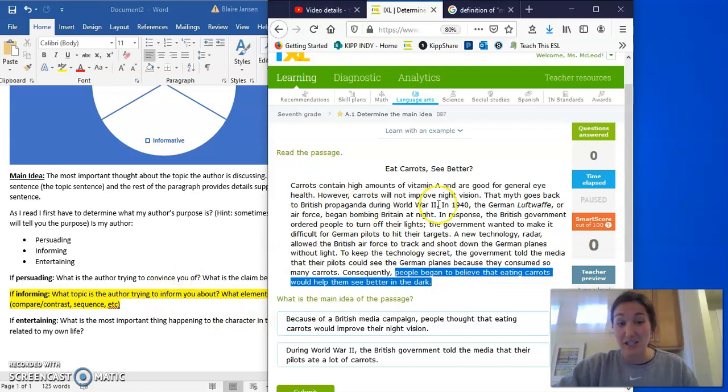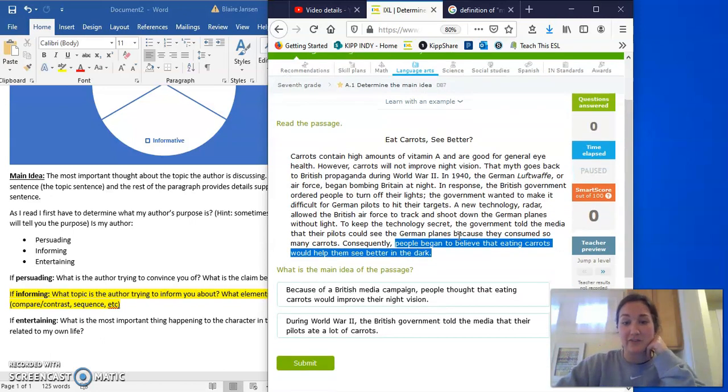So this is not only an informative text, it is a cause and effect text. And our author is informing us that because of this lie that Britain gave their people, the effect was a myth was started about carrots. Let's look at which one of our options gives us the closest thing to our thinking. Number one, because of a British media campaign, people thought that eating carrots would improve their night vision. Or two, during World War II, the British government told the media their pilots ate a lot of carrots.